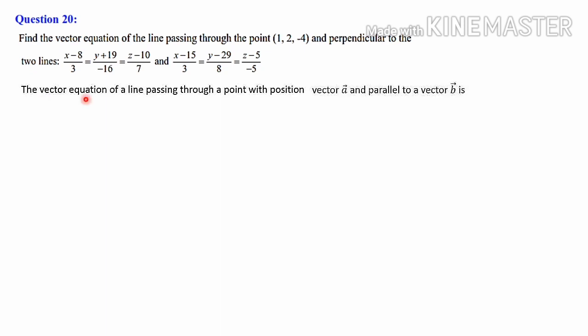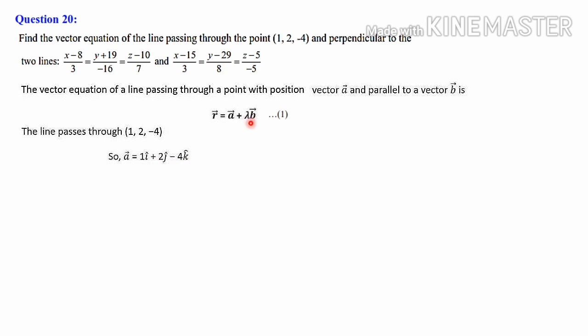So the vector equation of a line passing through a point with the position vector A and parallel to vector B, this is the known formula for us. So we will write that formula first. That is vector R is equal to A plus lambda into vector B. Here A is the position vector of the passing through point and B is the parallel vector. By using given conditions, we have to find out vector A and vector B. Passing through point is given to us, because of that we can calculate vector A. 1, 2 and minus 4 is the passing through point. Just similar to the previous question, we will write vector A is 1 i cap plus 2 j cap minus 4 k cap.